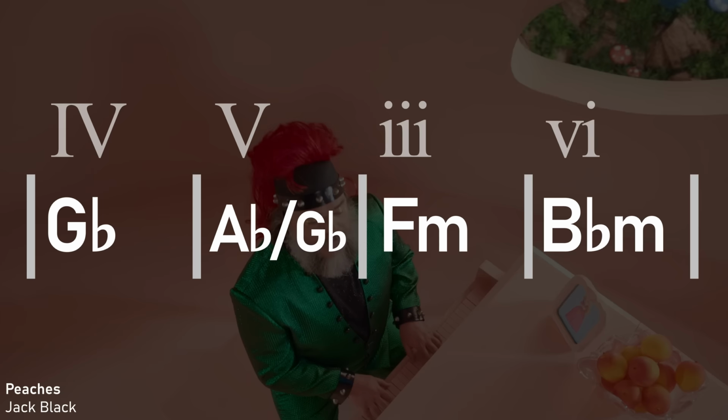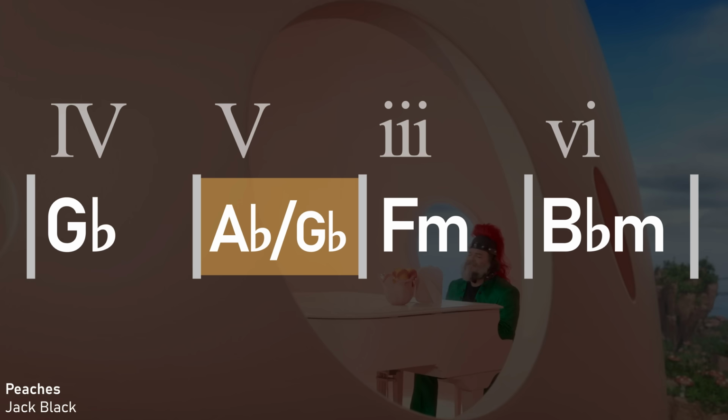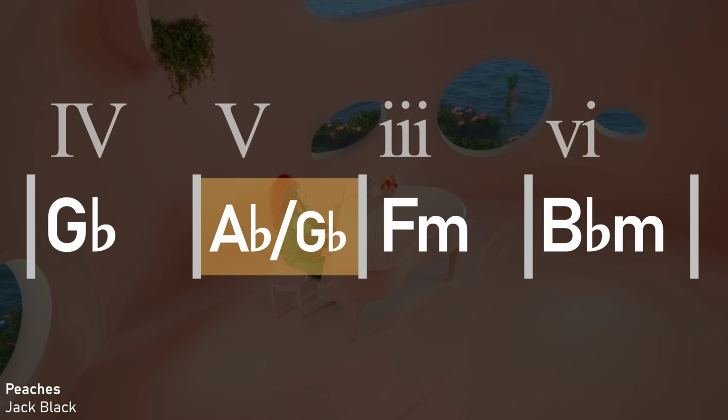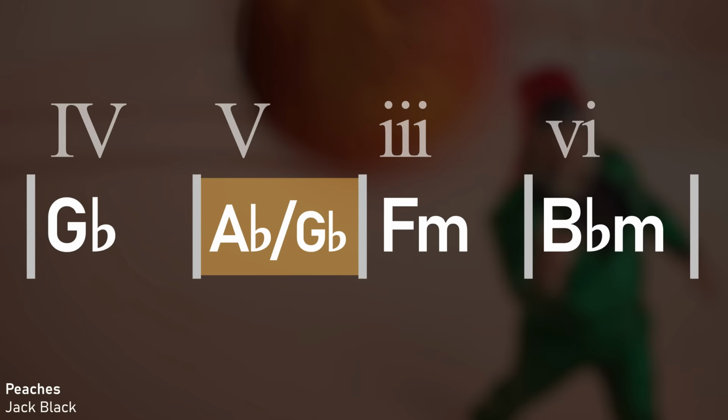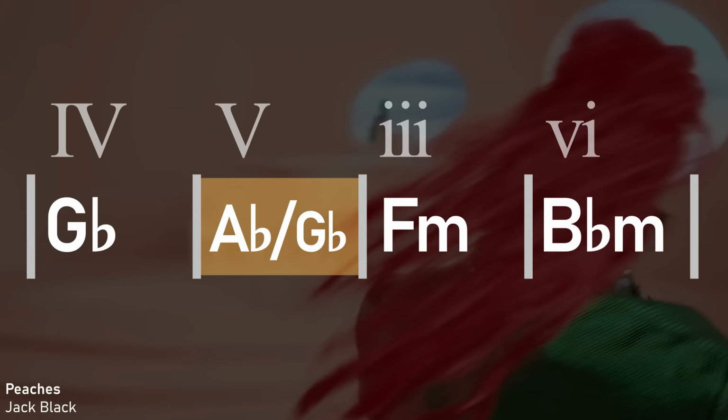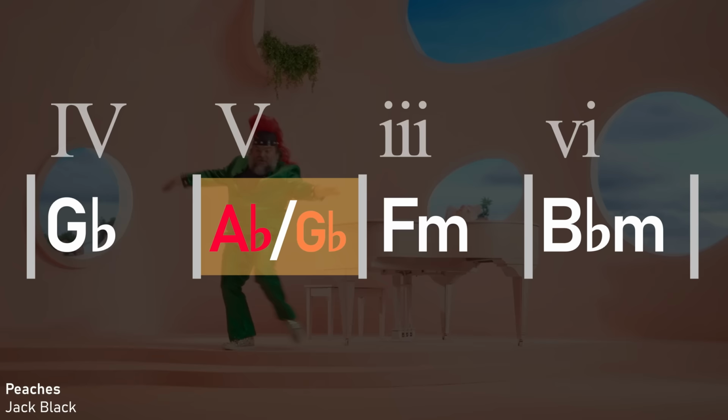We can see this 5 over 4 chord at work in Peaches by Jack Black. This song is using that 4-5-3-6 Japanese chord progression that I was talking about before, which may not be a coincidence considering this song was written for the recent Super Mario film. This song is performed in the key of D flat, so the 5th chord of the key is A flat, and it's here played over the 4th degree of the scale, G flat.